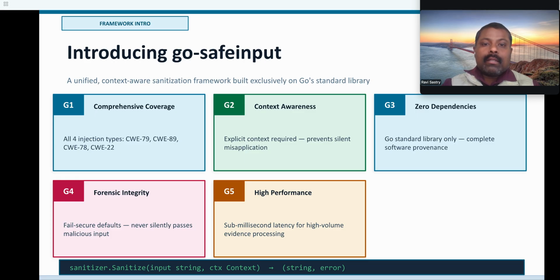Well, this is built on five core design principles that emerge directly from the requirements of forensics and security tooling. The first important goal is comprehensive coverage, encompassing all four injection categories. And in future, there may be new categories, so we can keep adding. So there is no mixing and matching of individual rules. And it should also be context aware. The developer must explicitly tell the framework what kind of input they are sanitizing. You can't accidentally use the wrong sanitizer for the wrong context. If you pass the wrong context, you get an error.